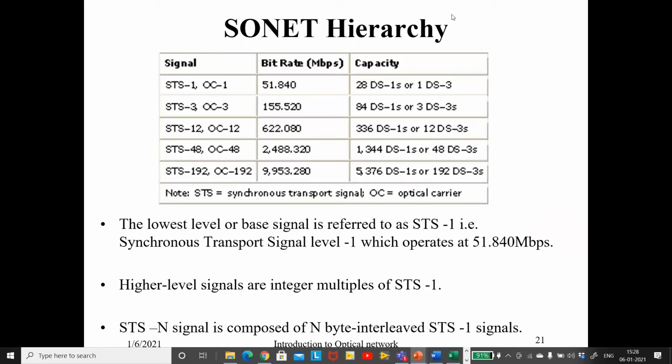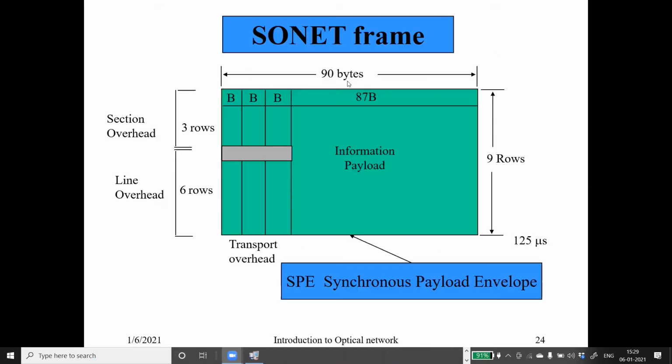If we look at this, this is a SONET frame. Before we go to multiplexing, let us first understand what the SONET frame looks like and what data rate it is supporting. So, this SONET frame has 9 rows and 90 columns. Let us start calculating the base rate here.